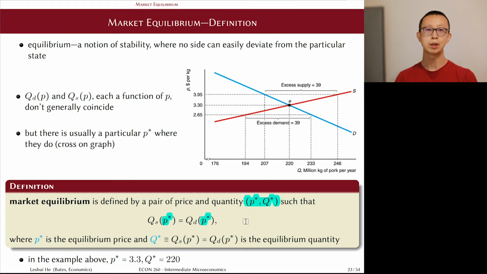In other words, if we can find a very particular price level such that the demand curve and the supply curve pop out exactly the same quantity value, then this price is special. And that quantity value is also special. And that is our market equilibrium.